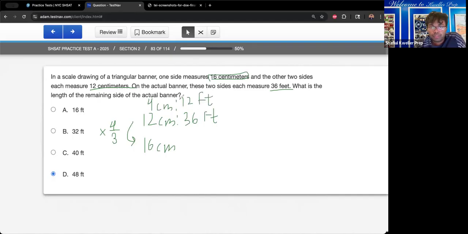Once you get 4 centimeters equal 12 feet, you can do 4 times 4. 4 times 4 is 16. 12 times 4 is 48. You can also do it like this, if that's easier. But since I know they have a common factor, I'm just going to do this, and then you get D.